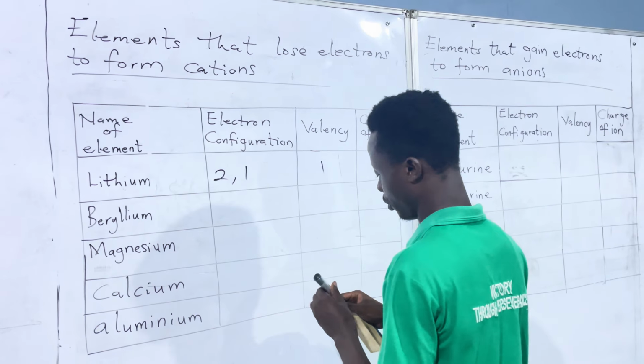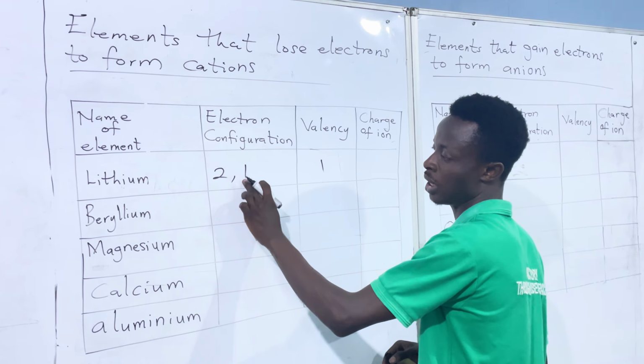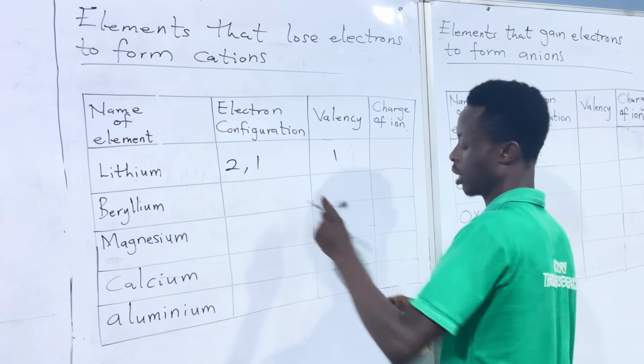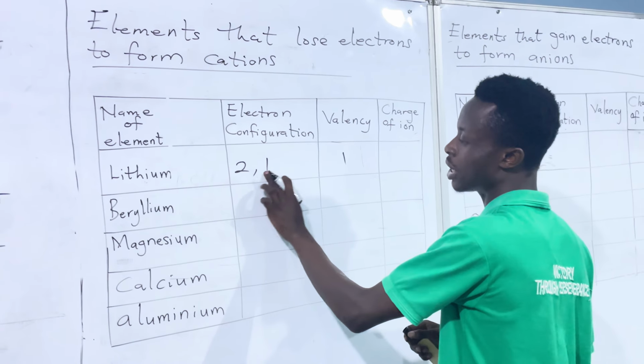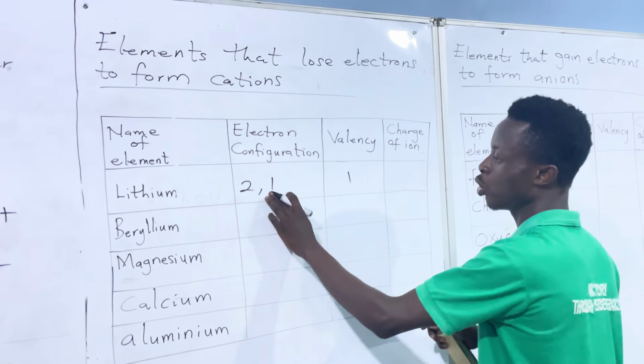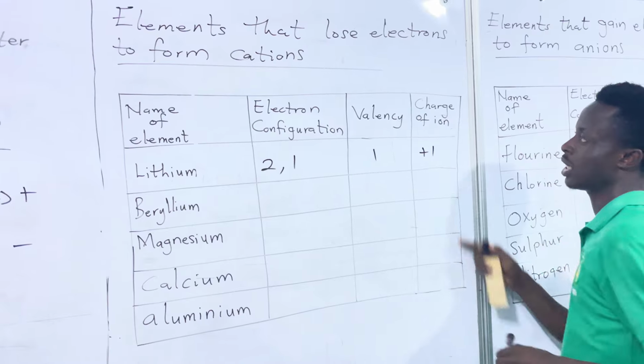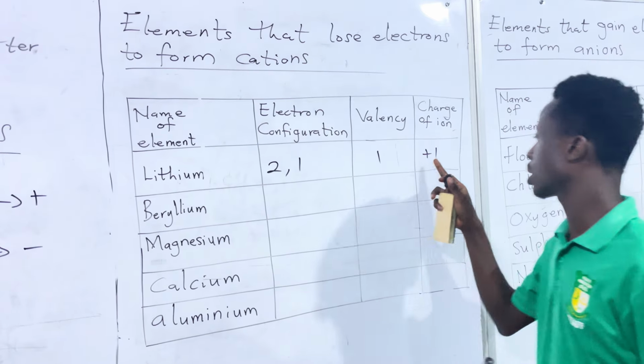For lithium to be stable, it needs 8 electrons in its second shell. But here the second shell is taking what? 1. So it has to lose this electron. When it loses 1 electron, it becomes what? A positive charge. So the charge of lithium is +1.